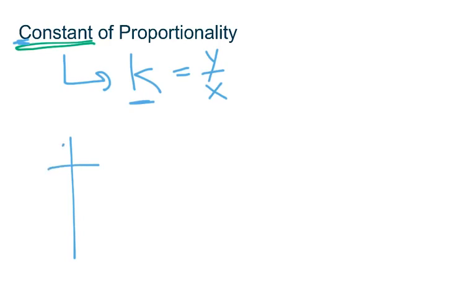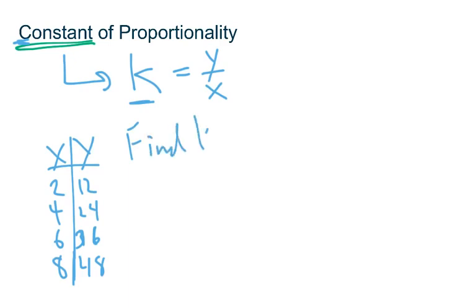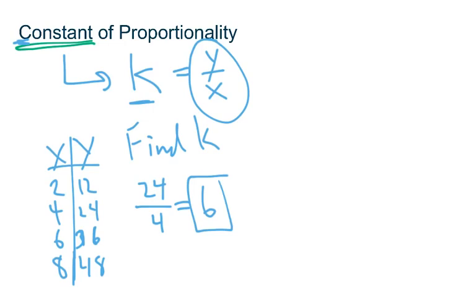And so if I give you a table maybe in a different look, and I say, I don't know, 2, 4, 6, 8, and then 12, 24, 36, and 48. And you need to find K. What we do is Y over X. So take any of these Y values, especially if you're told it's proportional, and just go Y over X. And then K equals 6. And that's it. So that's how you do it with a table.